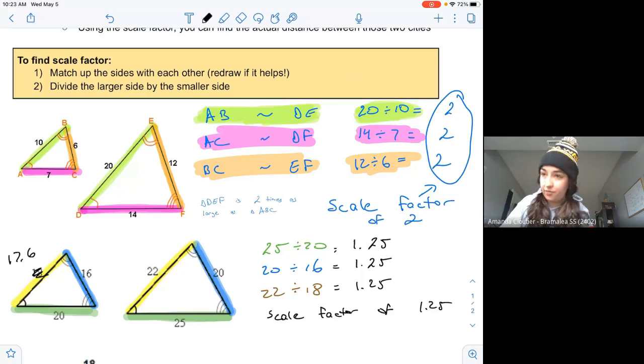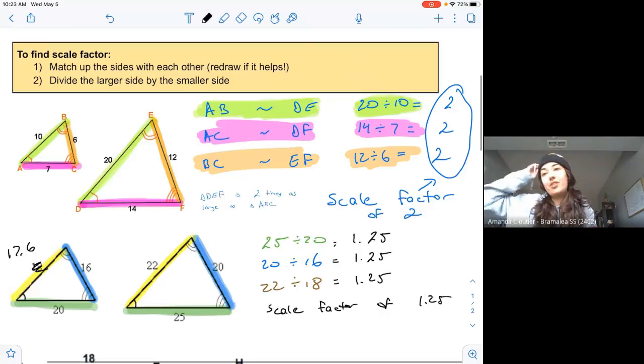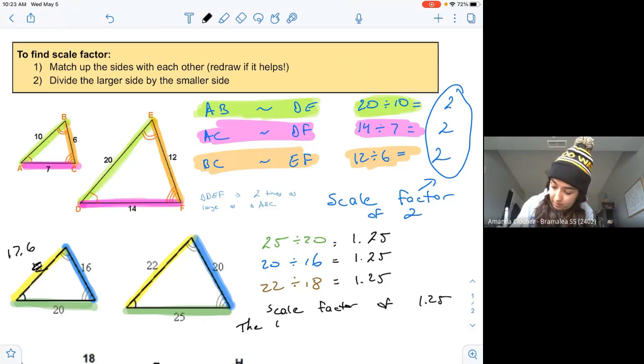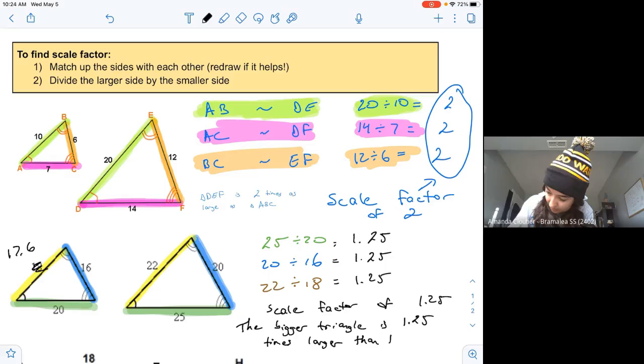of 1.25. And so we know we can say, we don't have a name for this triangle because we don't have any vertices, but we could say something like the bigger triangle is 1.25 times larger than the smaller one. Okay, thanks for pointing that out.